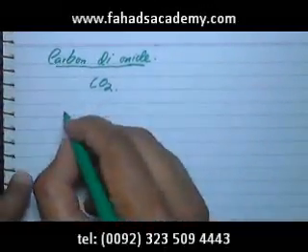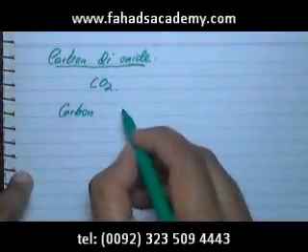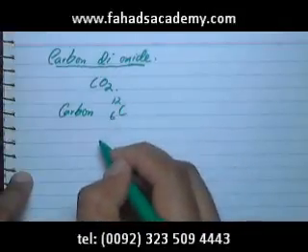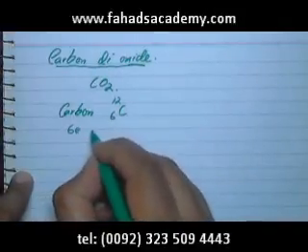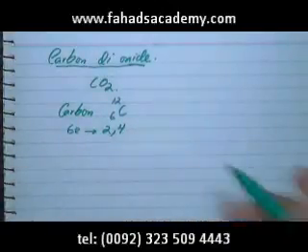Now let's first analyze carbon. Carbon has a proton number of 6 and an atomic mass of 12. That means it has 6 electrons. There would be 2 electrons in the inner shell and 4 electrons in the outer shell.